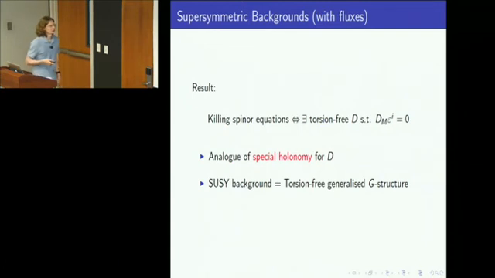And there's also a very nice result that I can say here, which is if I want a supersymmetric background, then the Killing spinor equations become equivalent to the existence of a torsion-free compatible connection which preserves the Killing spinors. And so in generalized geometry, a supersymmetric background, even including all of the fluxes, becomes basically just the analog of special holonomy for this generalized derivative. This is an idea that's been around for a while, and this really makes it work.